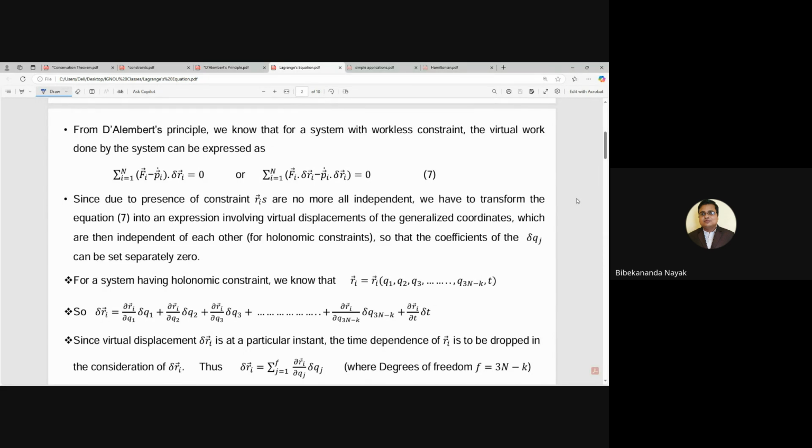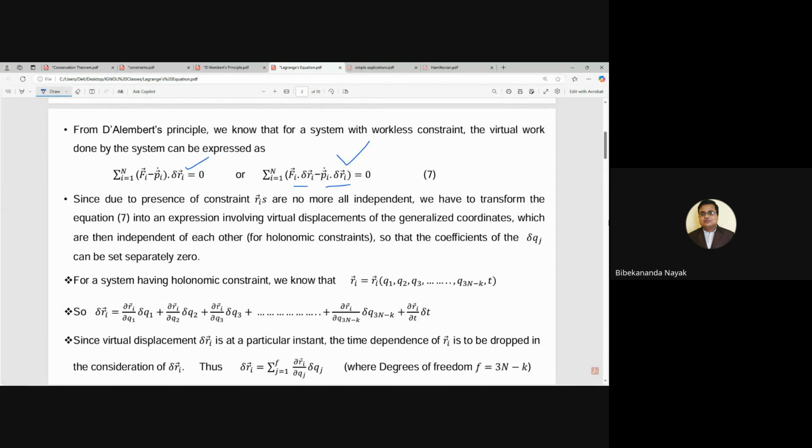We have already learned that from D'Alembert's principle, we know that for a system with workless constraints, the virtual work done by the system can be expressed as this term: Fi dot delta ri minus Pi dot delta ri is equal to 0. Since due to the presence of constraints the ri are no more all independent, we have to transform into qj.